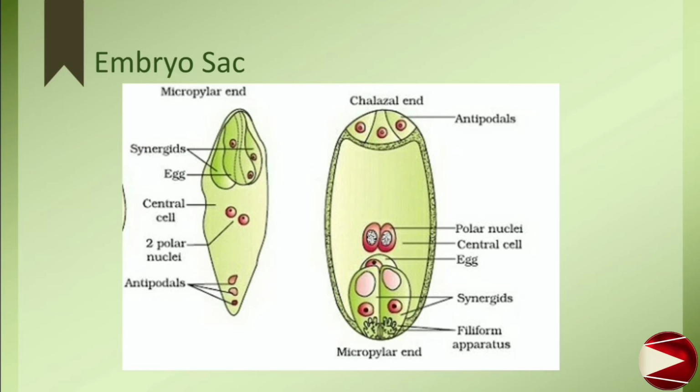Remember one thing, during description of embryo sac, we will never mention upper end or lower end, but micropylar end or chalazal end. Thus, a typical embryo sac at maturity is 8 nucleate but 7 celled.